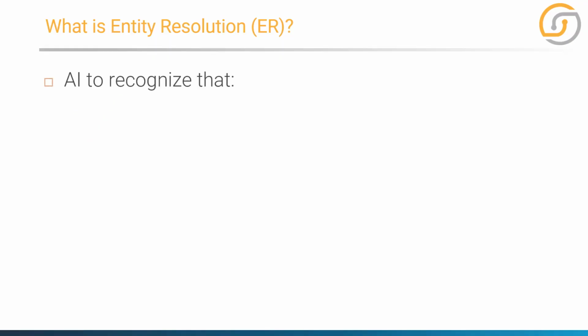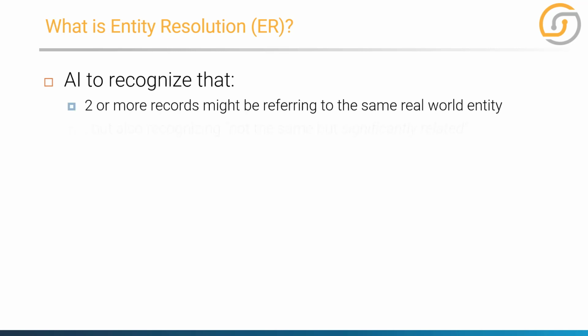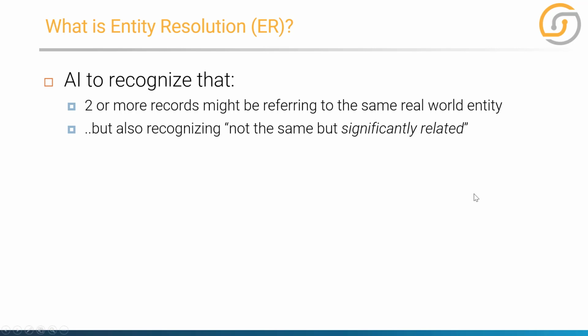What is entity resolution? It is the AI ability to recognize that two or more records might in fact be referring to the same real-world entity. This can be a person, it can be a company, whatever. But it also means recognizing that two things might be separate, but they are actually significantly related.